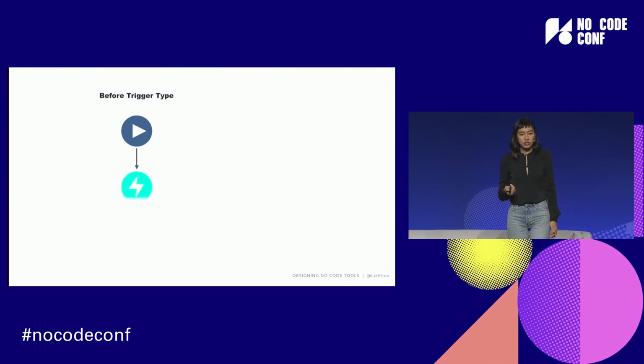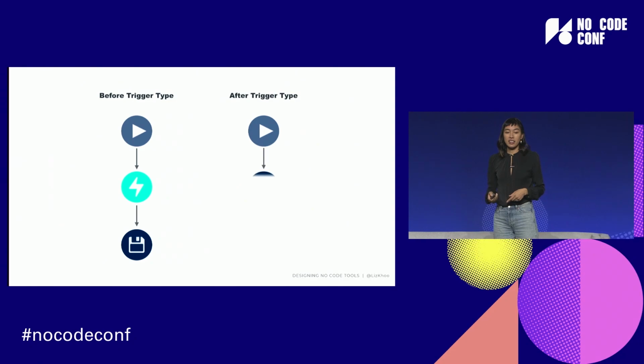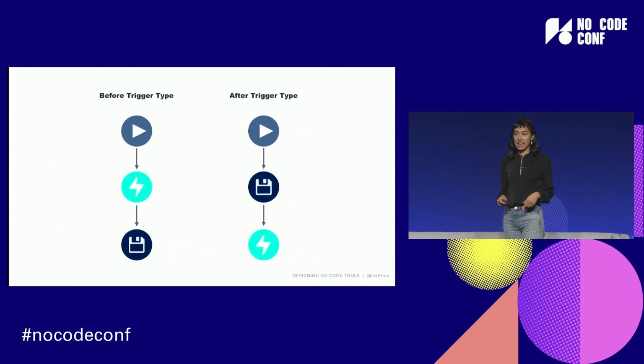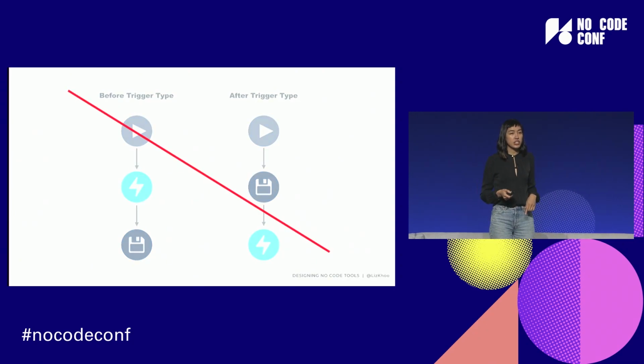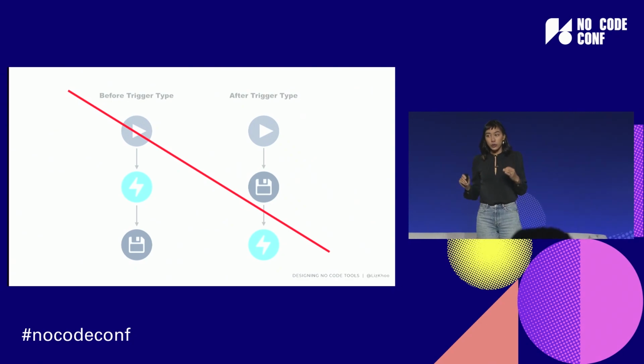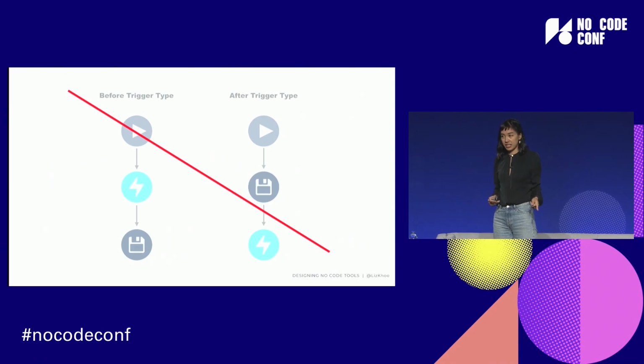So there are two types. There's a before trigger type, which means that the action will run before the database save. And then there's the after trigger type, which means the action runs after the database save. And this feature did not exist in Flow Builder. Half of it sort of existed in Process Builder. Right? And this was a blocking feature. Some people could not use our no-code tools because it didn't have this.